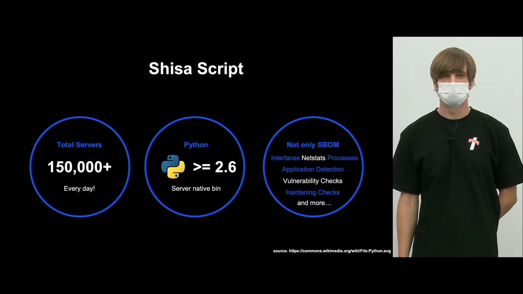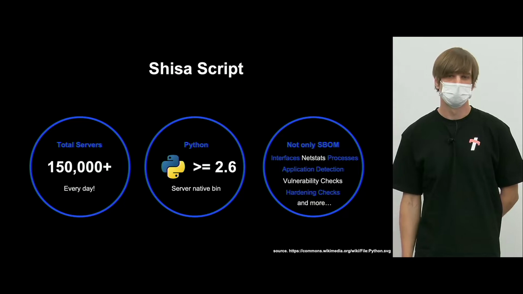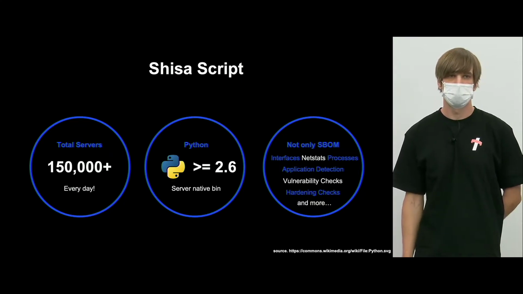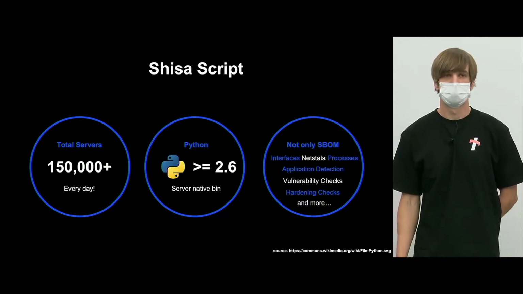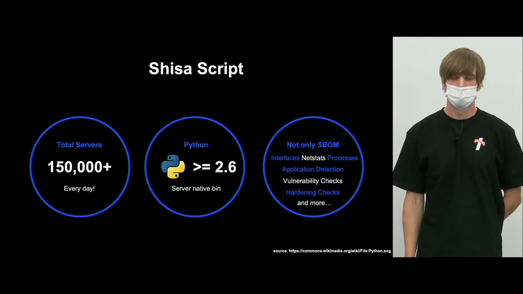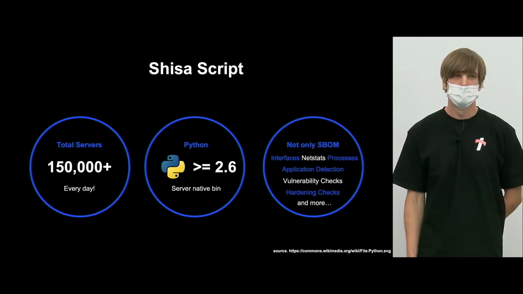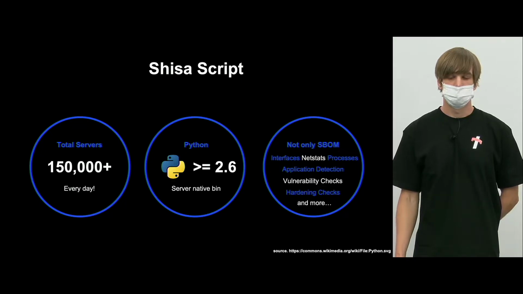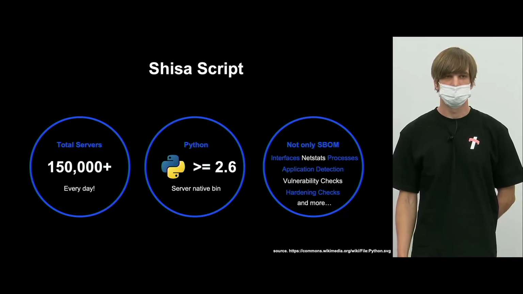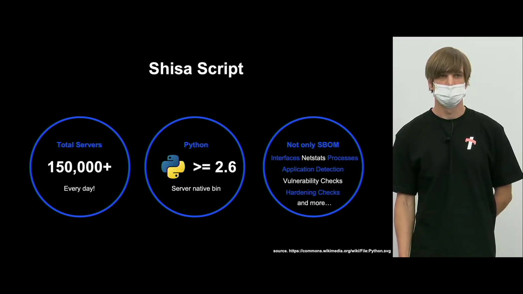And the information that the Shisa script collects is not only limited to the SBOM, but it also collects information about interfaces, what kind of ports are open on the servers, process information, and application information. We also have hard-coded vulnerability checks that we write, and also hardening checks for open source middleware like Nginx, Apache HTTPD, and Linux kernel settings, and more.